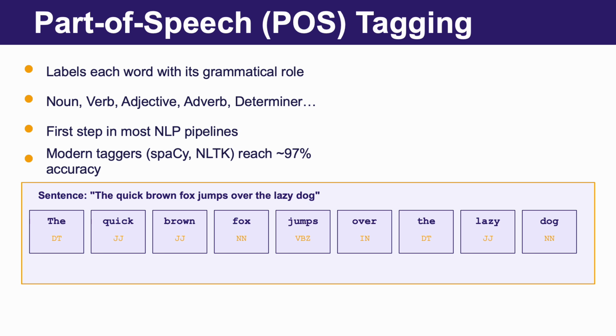You give the sentence "The quick brown fox jumps over the lazy dog" to a POS tagger. It labels The and the as determiners, quick, brown, and lazy as adjectives, fox and dog as nouns, and jumps as a verb. A grammar checker then uses these tags to check whether the sentence follows the rules of English grammar.